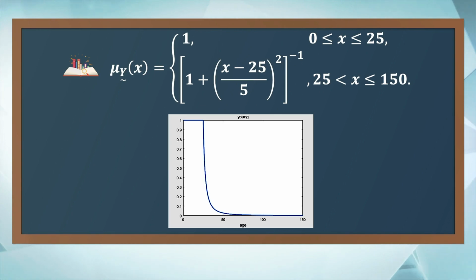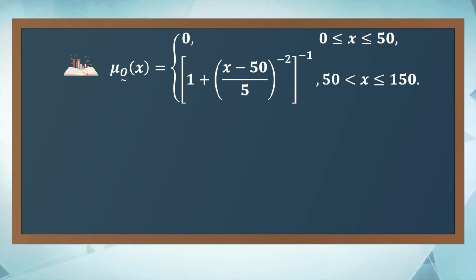He or she is 100% young. If one's age is greater than 25, then the membership function decreases rapidly. Mu sub O of X equals 0 if X is less than or equal to 50, and mu sub O of X equals the reciprocal of the quantity 1 plus ((X minus 50) over 5) to the negative 2 if X is greater than 50.